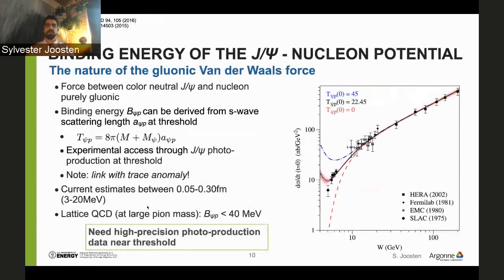Another topic that we are sensitive to in the threshold region is the nature of the gluonic van der Waals force. This is a predicted force, color neutral, between the color neutral J/psi and the nucleon that is purely gluonic in nature. We can extract this by determining the S-wave scattering length from exclusive J/psi production, which, by the way, is strongly linked with the nature of the trace anomaly itself. Current estimates are in a pretty wide range. Really, what we need is more data of precise t-dependences as close to threshold as we can get.